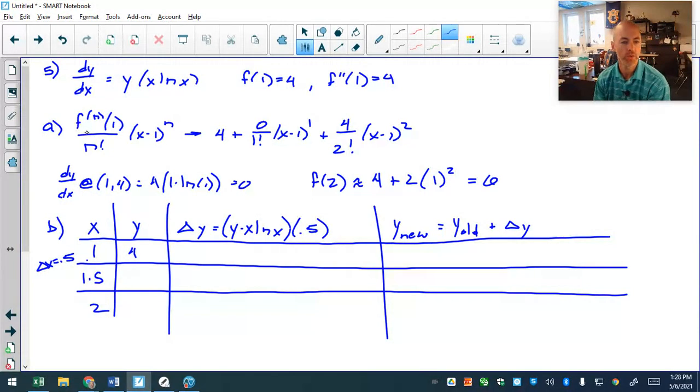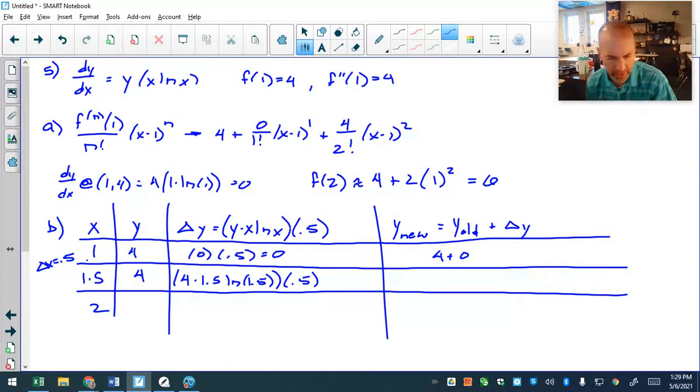So I already know that dy/dx at this point is 0. I did that in part A up here. So y times x ln x is going to be 0 times 0.5, which is going to be 0. So now I need to add 0 to my previous y coordinate of 4. So I'm still at 4. Then at 1.5, here's where it's going to get a little bit ugly. It's 4 times 1.5 times the natural log of 1.5 times 0.5.